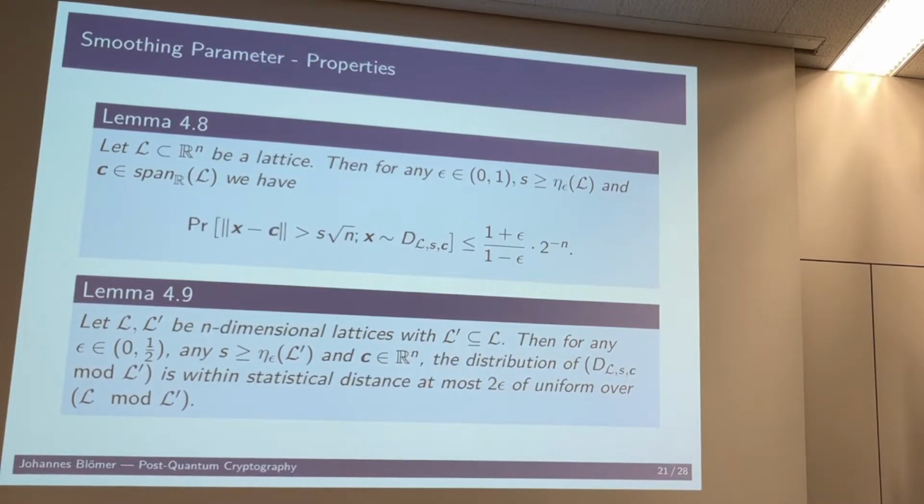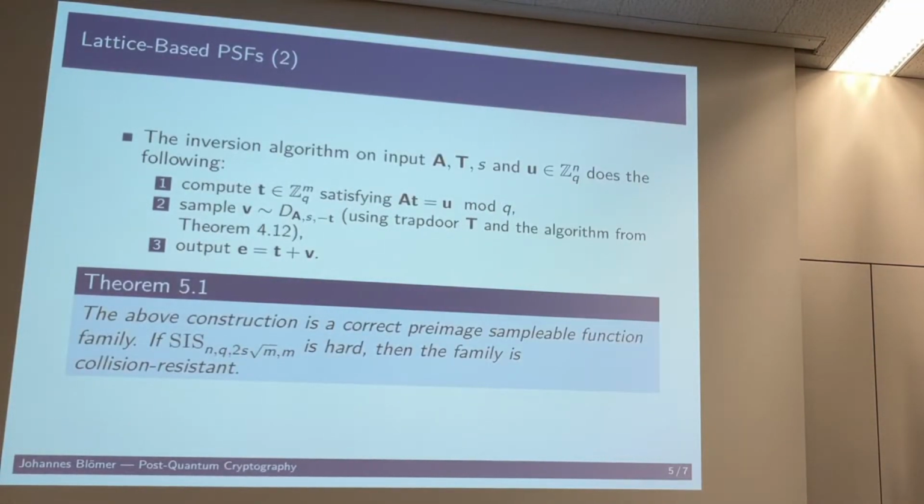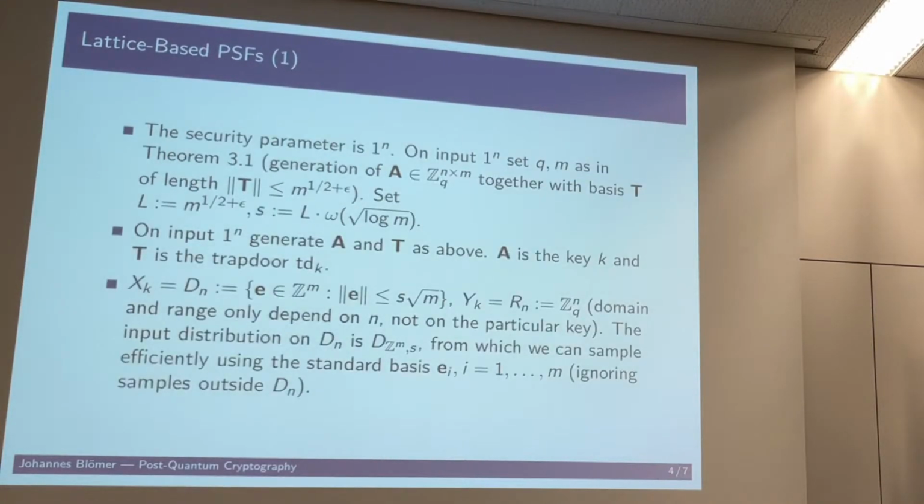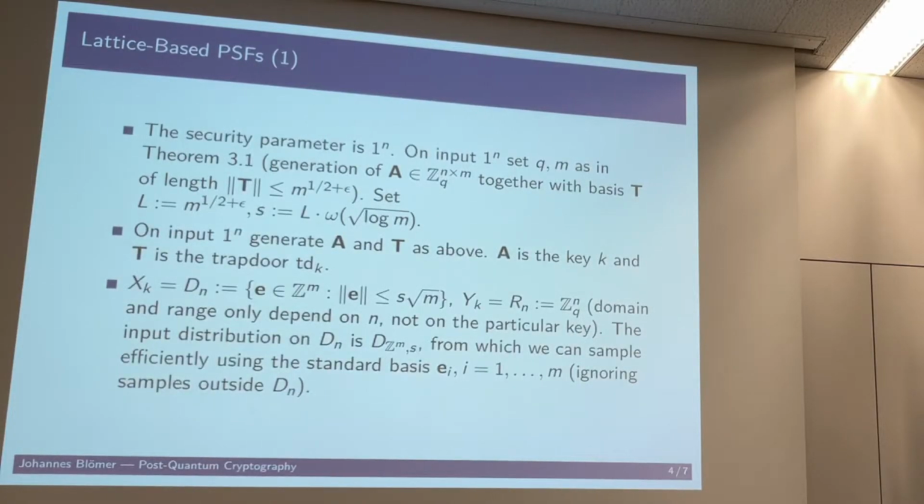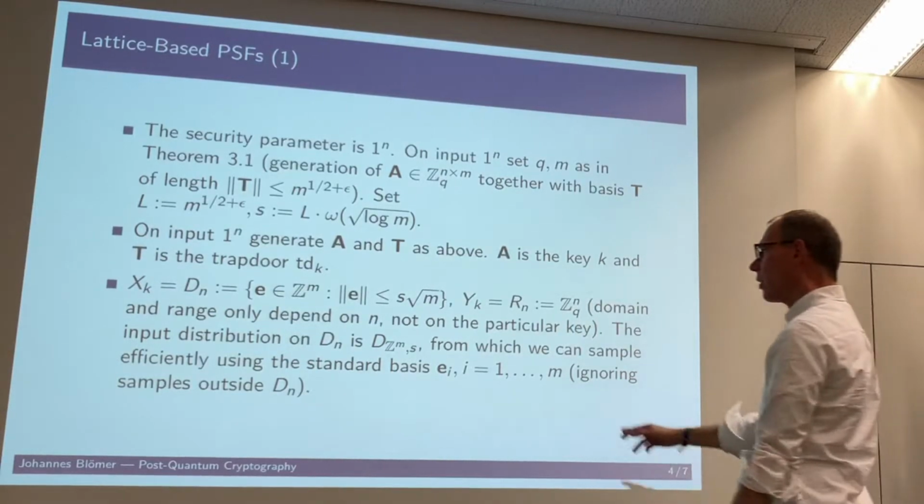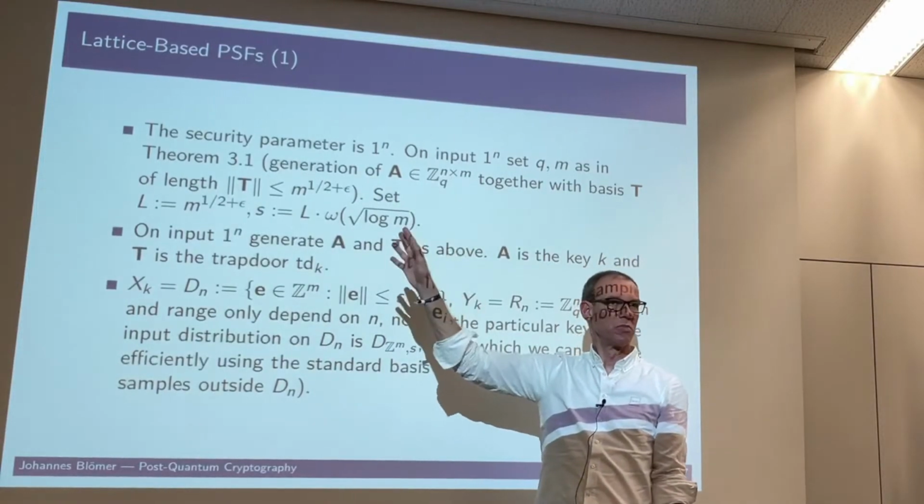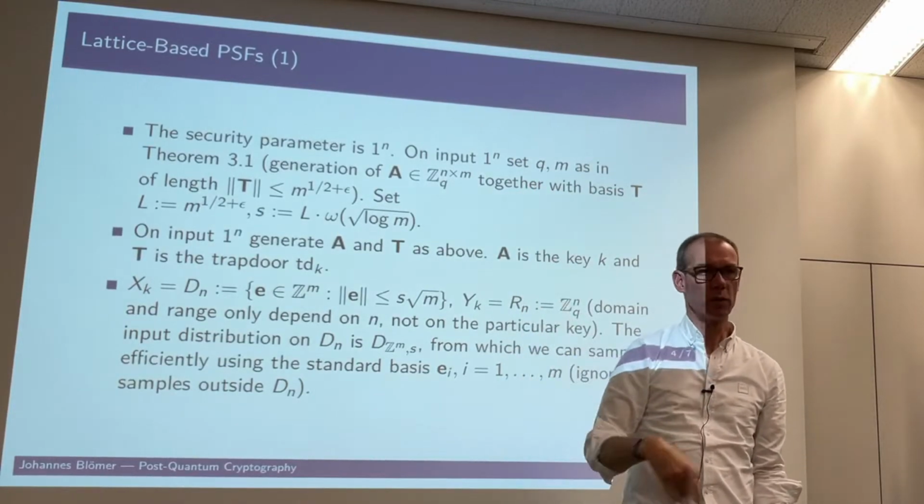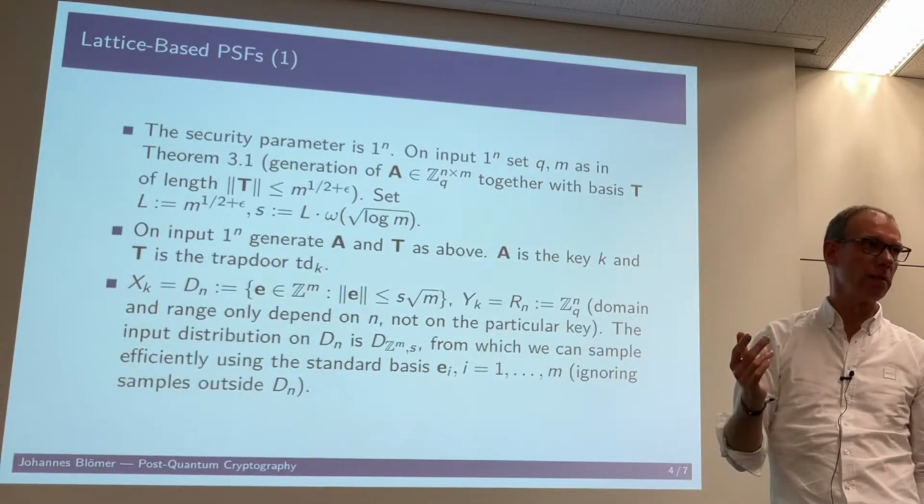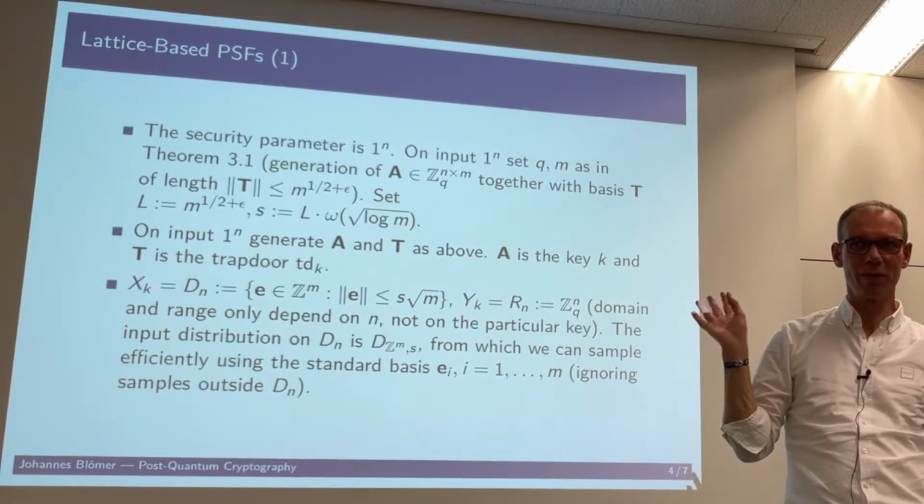So when I look at the inversion algorithm here, if I pick something according to this distribution, it happens with small probability that it's outside. Okay? I can use the sampling algorithm to do that. Sample not exactly from this set, but with high probability from that set. If it's outside the set, just throw it away and resample. Nice exercise. This is statistically close to the distribution you want.